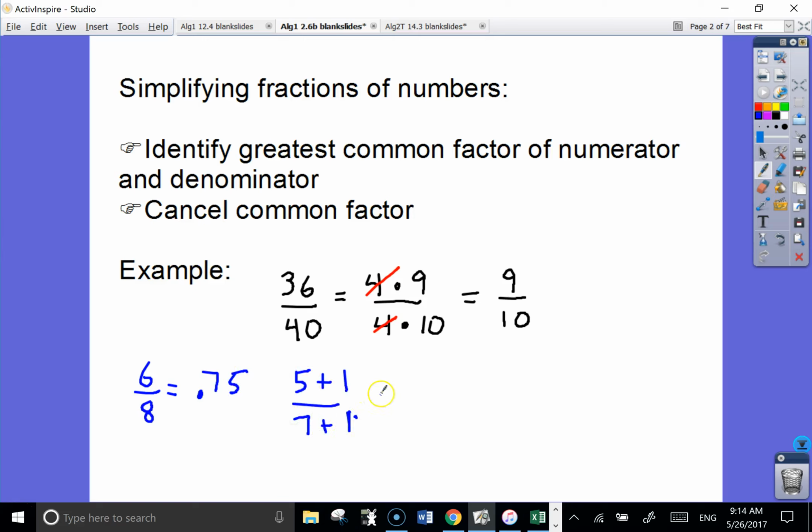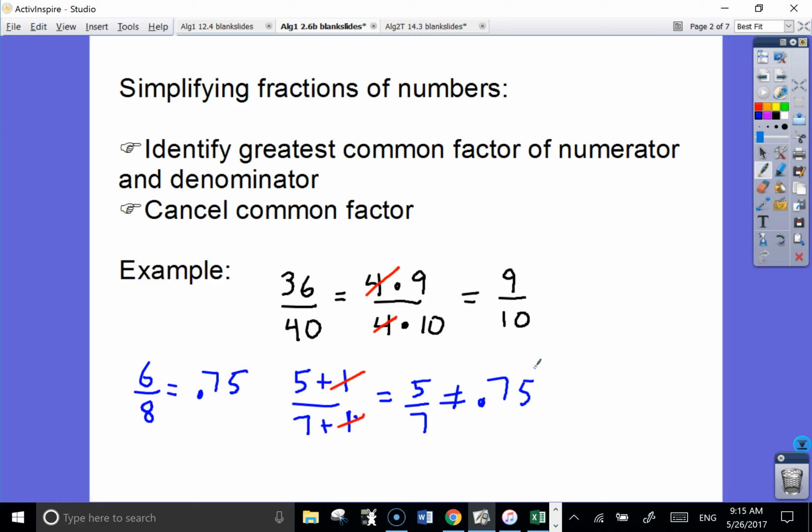But now if I try to cancel the 1s because it looks like they're in common, I'm going to get 5 over 7. Now, 5 over 7 does not equal 0.75. What you just did there is you canceled a common term, not a factor. A factor is something that multiplies, and it has to multiply the entire numerator and the entire denominator for you to be able to cancel it.